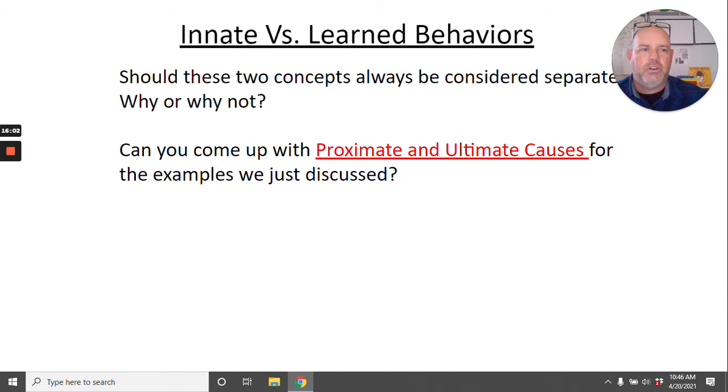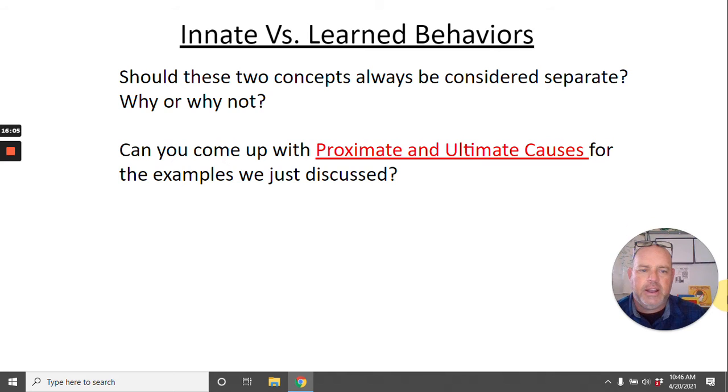So innate versus learned, just a quick question here, some rhetorical type questions. Should they be considered separate? Why or why not? And then just a little practice question for you to go back through them and look for maybe proximate and ultimate causes for those examples we just discussed. But back to the first one, do you think innate and learned are really separate, or do you think they work together somehow? And this really goes back to the age-old argument of nature versus nurture, right? Are we only what our DNA says we are, or does the environment play a role as well?